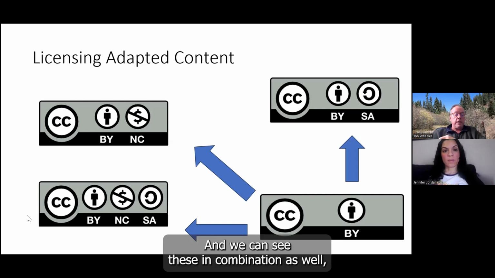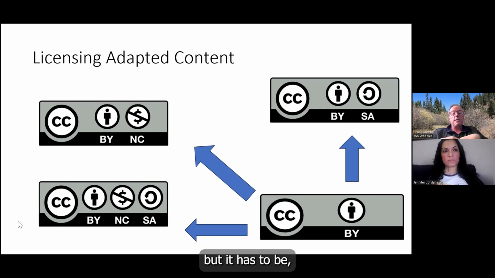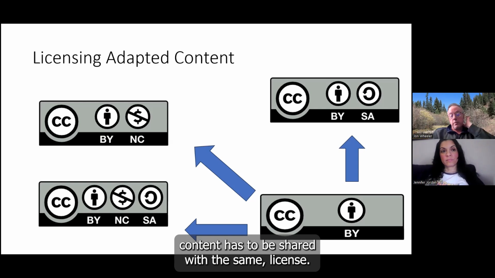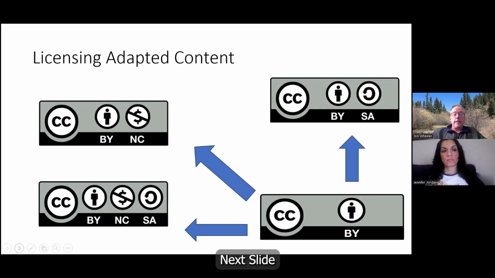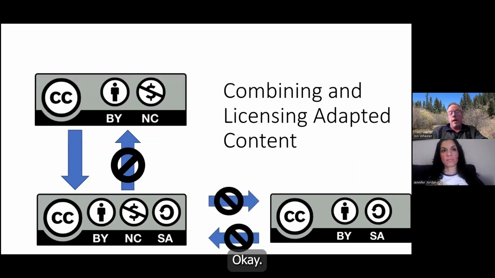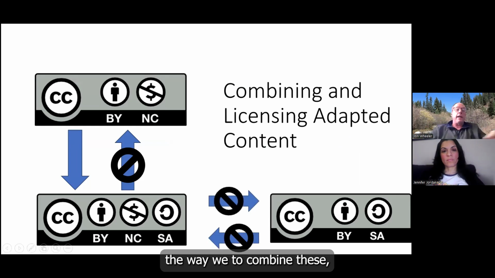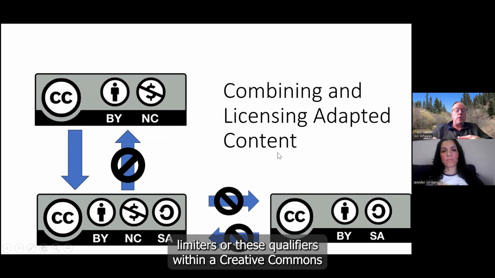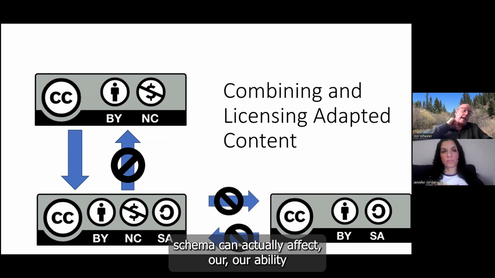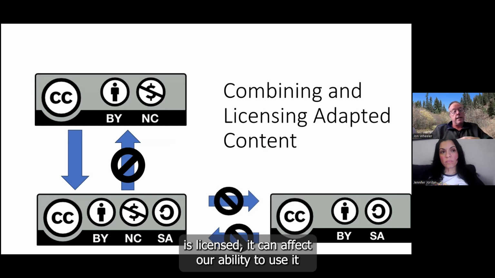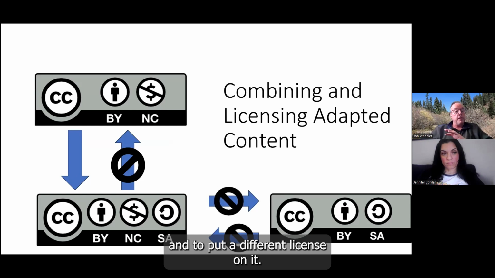And we can see these in combination as well, where not only is it non-commercial, but any modification to the source material, to the source content has to be shared with the same license. Next slide. Thank you. And the reason we go into this is because the way we start to combine these limiters or these qualifiers within a Creative Commons schema can actually affect our ability to use the content that we're sourcing, depending on how it's licensed, and to put a different license on it.